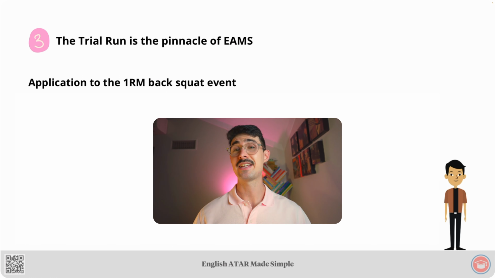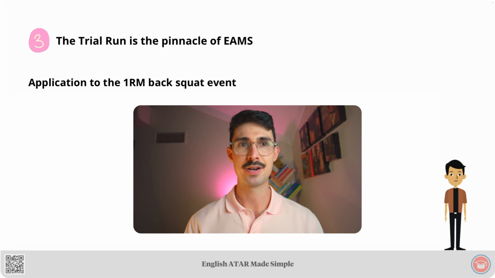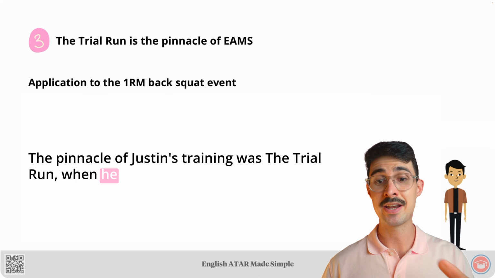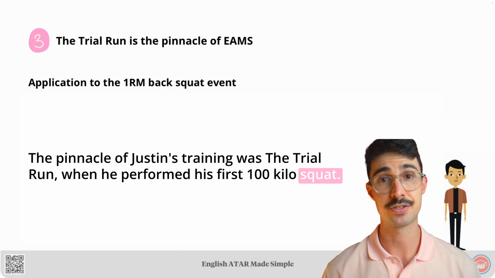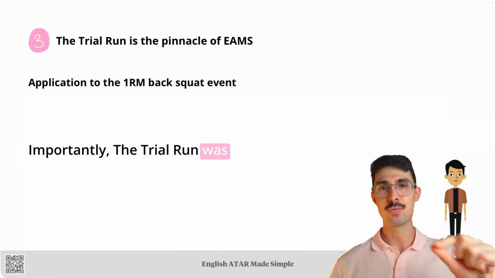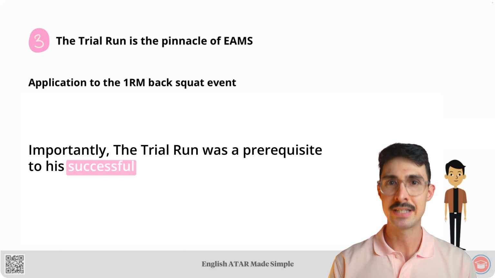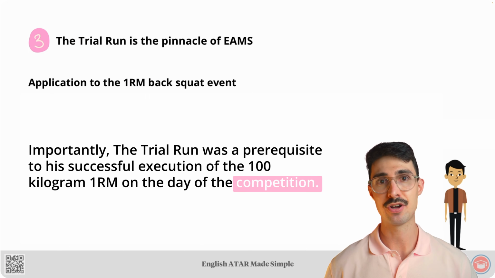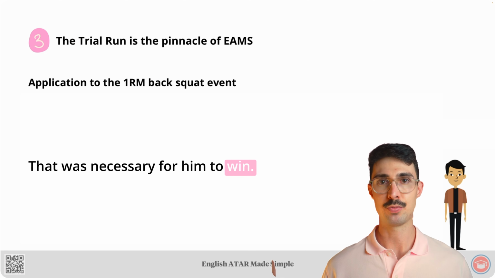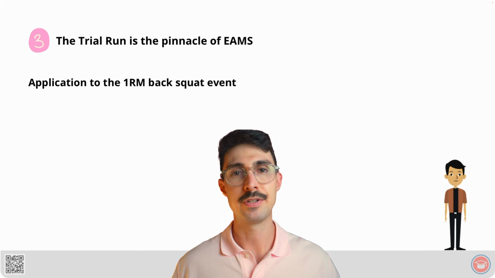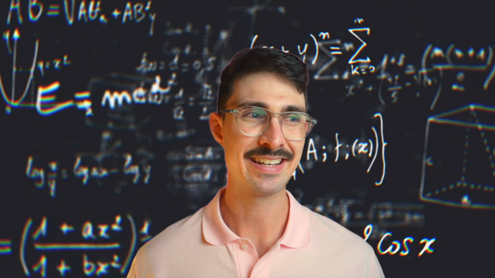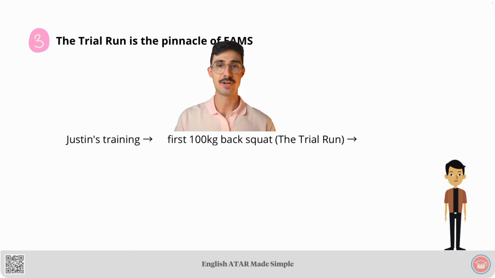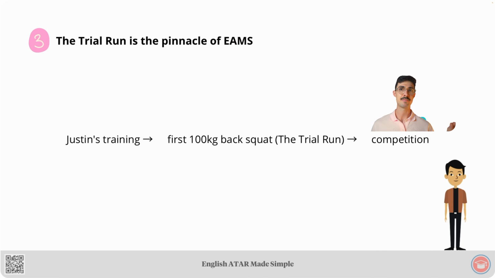And this is how reason number 3 applies to the 1RM back squat event. The pinnacle of Justin's training was the trial run when he performed his first 100 kilo squat. Importantly, the trial run was a prerequisite to his successful execution of the 100 kilogram 1RM on the day of the competition. That was necessary for him to win. Putting this in a formula, I love formulas. Who doesn't love a formula? It makes English easier. We've got Justin's training, led to his first 100 kilo back squat, the trial run, which then enabled him to win the competition.